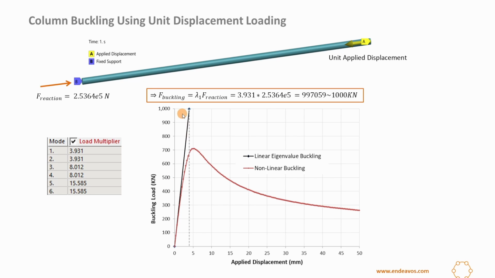What this analysis is showing us, just to summarize, is that the linear eigenvalue buckling analysis shows a buckling load of 1000 kilonewtons. The nonlinear analysis is giving us a more realistic value of 700 kilonewtons, and we should be significantly below this failure point. So I'm going to be using this rod example as a template to show how we can solve more complex problems.